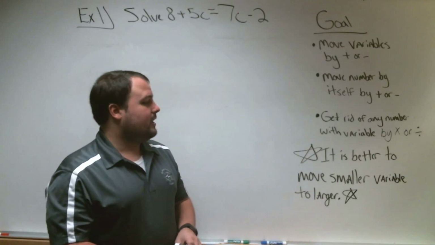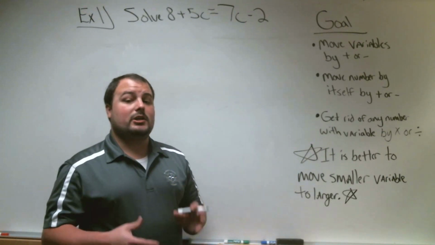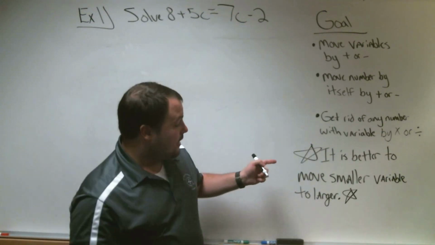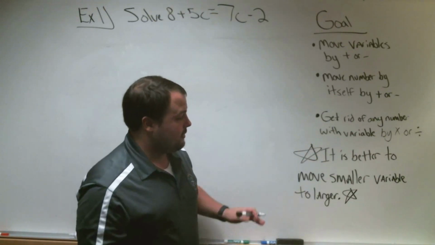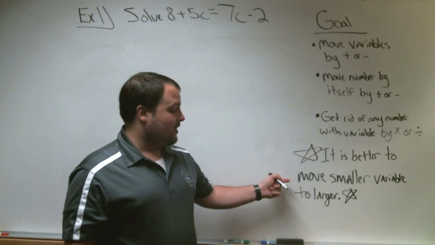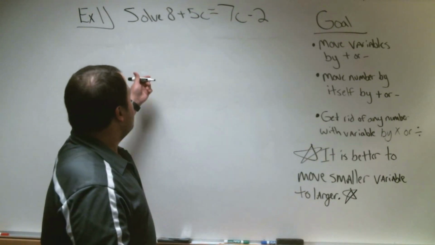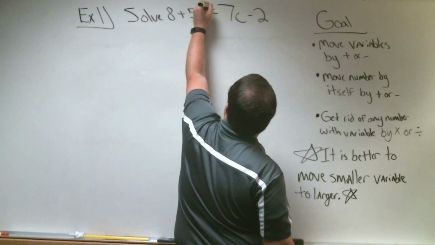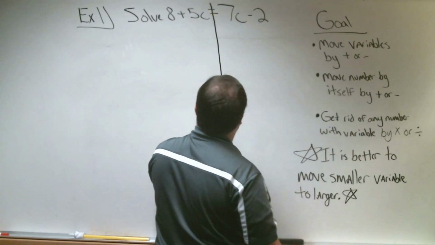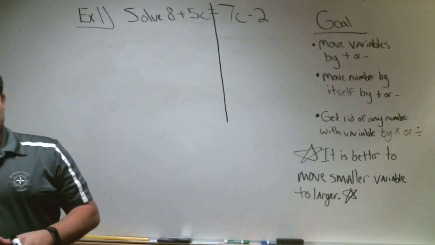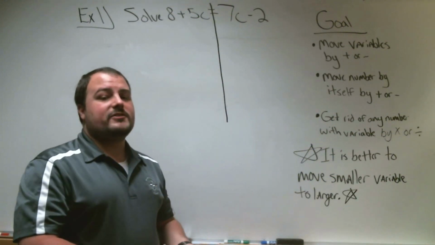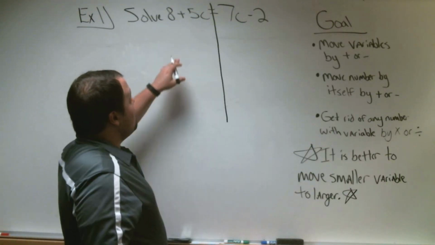So we're going to get rid of any number with a variable by multiplication or division. And here's just a little hint for you. It's always better to move the smaller variable to the larger variable. So I'm going to show you how this works. First thing you want to do when solving an equation that has variables on both sides, you want to draw a line through your equal sign. This is going to separate our left side from our right side.